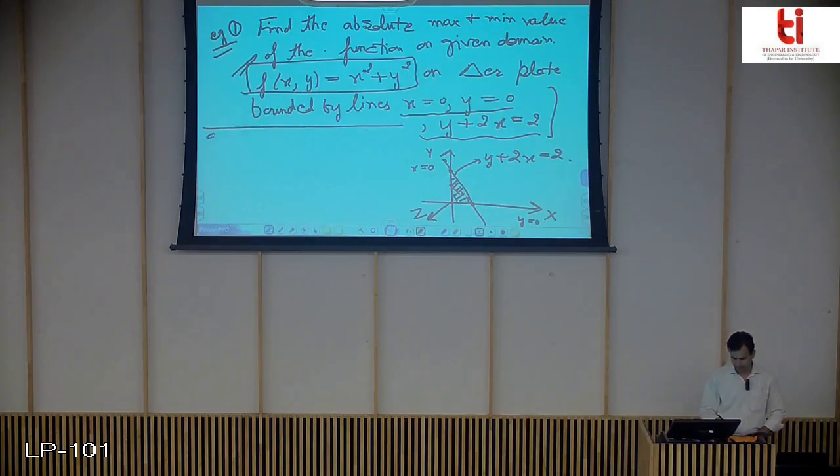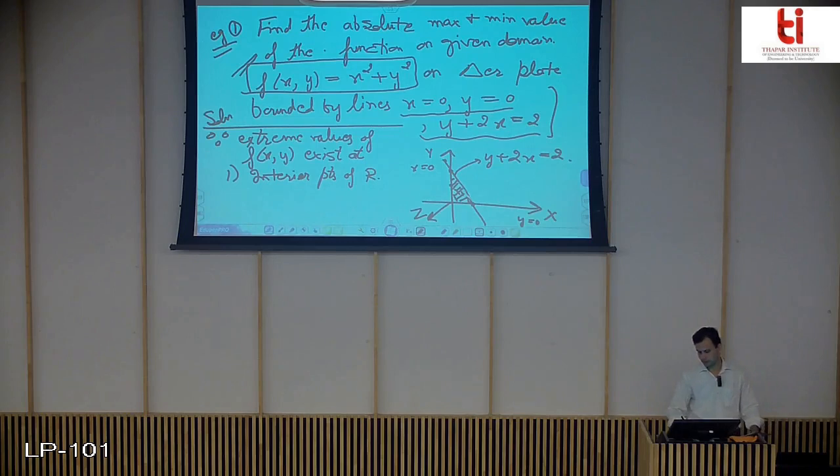Since we know that extreme values of f(x,y) exist at interior points of a region R, which represents this dotted region given in the question, and secondly at the boundary points of the region.